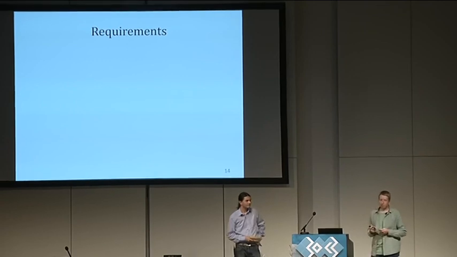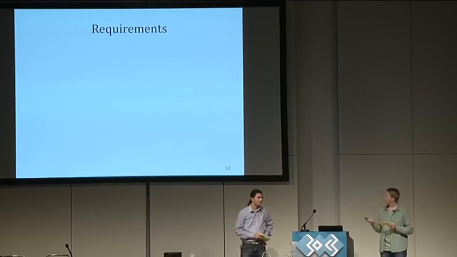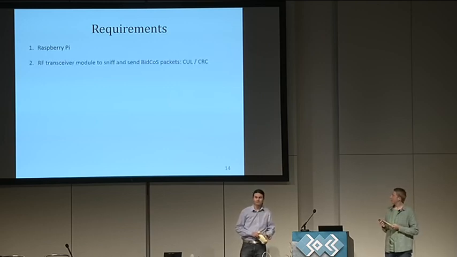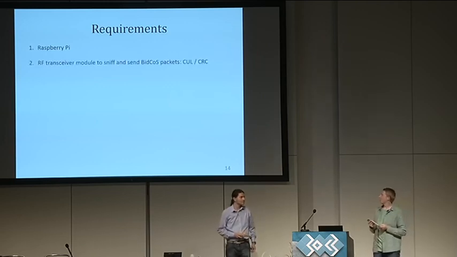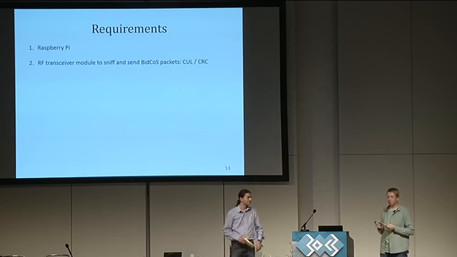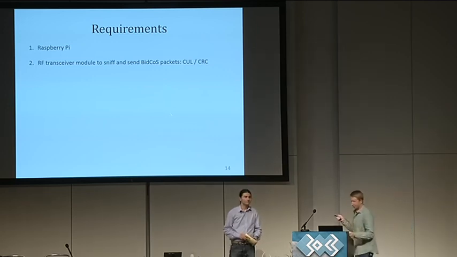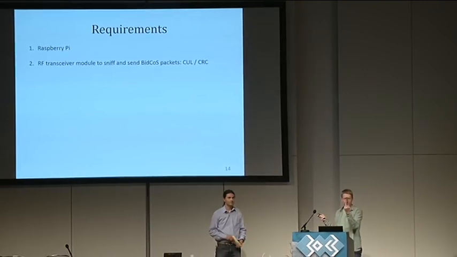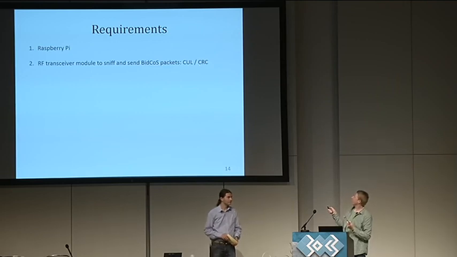What are the requirements for the attack? It's actually not a lot. We are using a Raspberry Pi. Then we need some kind of wireless transceiver module for the Raspberry Pi in order to be able to send and receive BidCoS packets. You could use the so-called CUL, which you can buy at busware.de. But we are using a self-made device we named CRC.